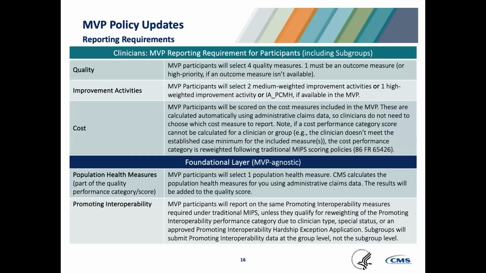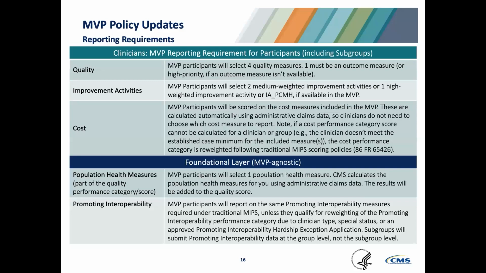The reporting requirements for MVPs comprise the participant requirements and the foundational layer. The participant requirements are broken down into quality, improvement activities, and cost. For quality, participants must select 4 quality measures, one of which must be an outcome measure, or a high priority measure if an outcome measure is not available. For improvement activities, participants must select either 2 medium-weighted improvement activities, 1 high-weighted improvement activity, or the IA PCMH if available in the MVP. For cost, MVP participants will be scored on the cost measures included in the MVP. These are calculated automatically using administrative claims data, so clinicians do not need to choose which cost measure to report.